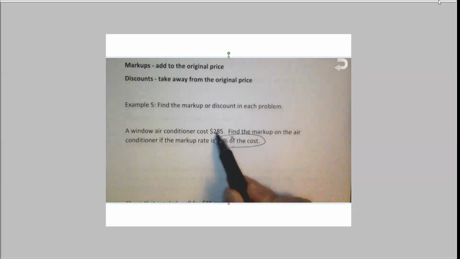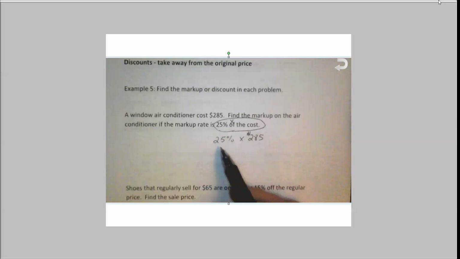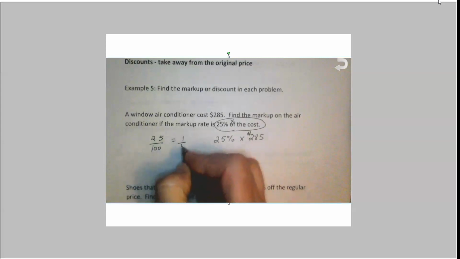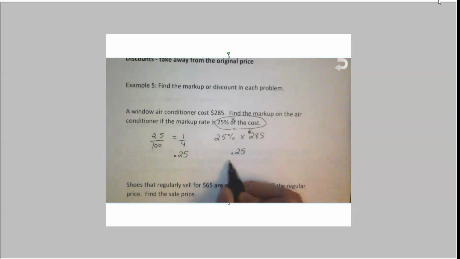Well, the cost was $285. So I'm going to take 25% times $285. If you'll recall from previous lessons, when I'm working with percents, I need to turn them into a decimal or a fraction first. 25% means per 100. So that's the same as 1/4 or 0.25. You can decide which form of that percent you would like to work with. You can use the fraction or the decimal. I'm going to work with the decimal here.